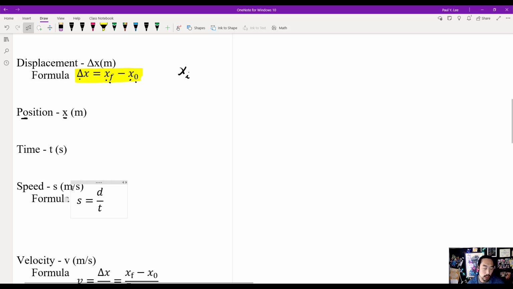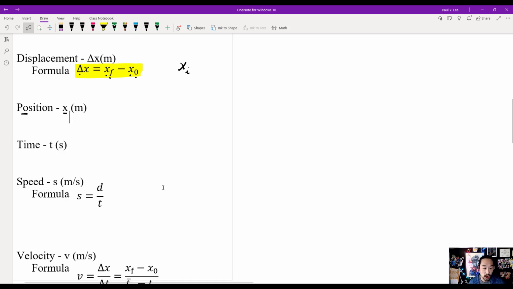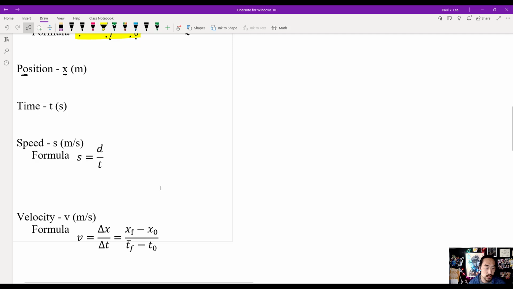All right. Next up, we have speed. The variable for speed is the lowercase s, and the units are meters per second. So speed is actually a ratio of how far you travel in the amount of time. And the formula here is speed is equal to distance divided by time.